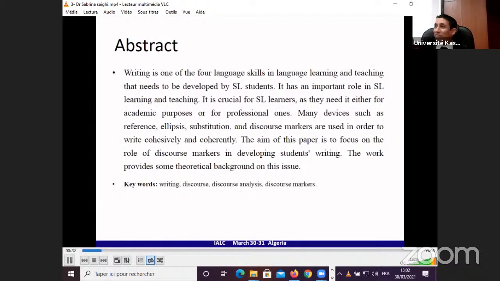Many devices such as reference, ellipsis, substitution, and discourse markers are used in writing in order to write coherently and cohesively. Therefore, the aim of this paper is to focus on the role of discourse markers in developing student writing. The work provides some theoretical background of the issue. The keywords: writing, discourse, discourse analysis, and discourse markers.